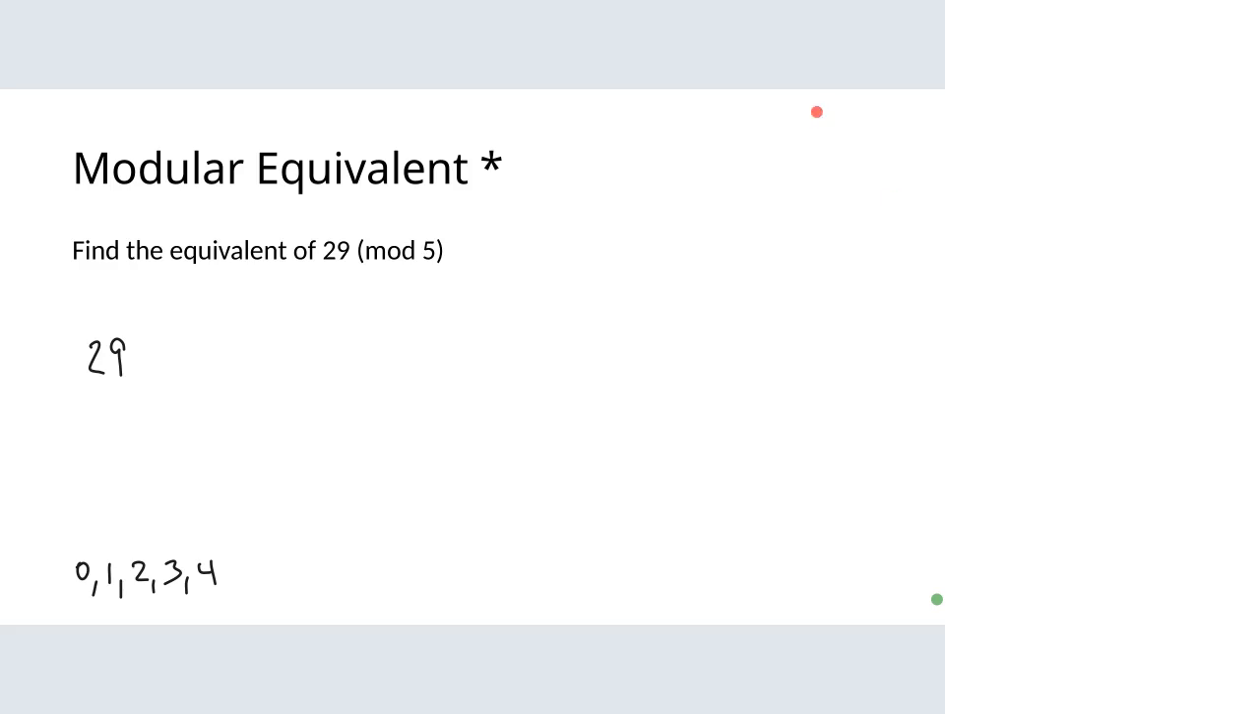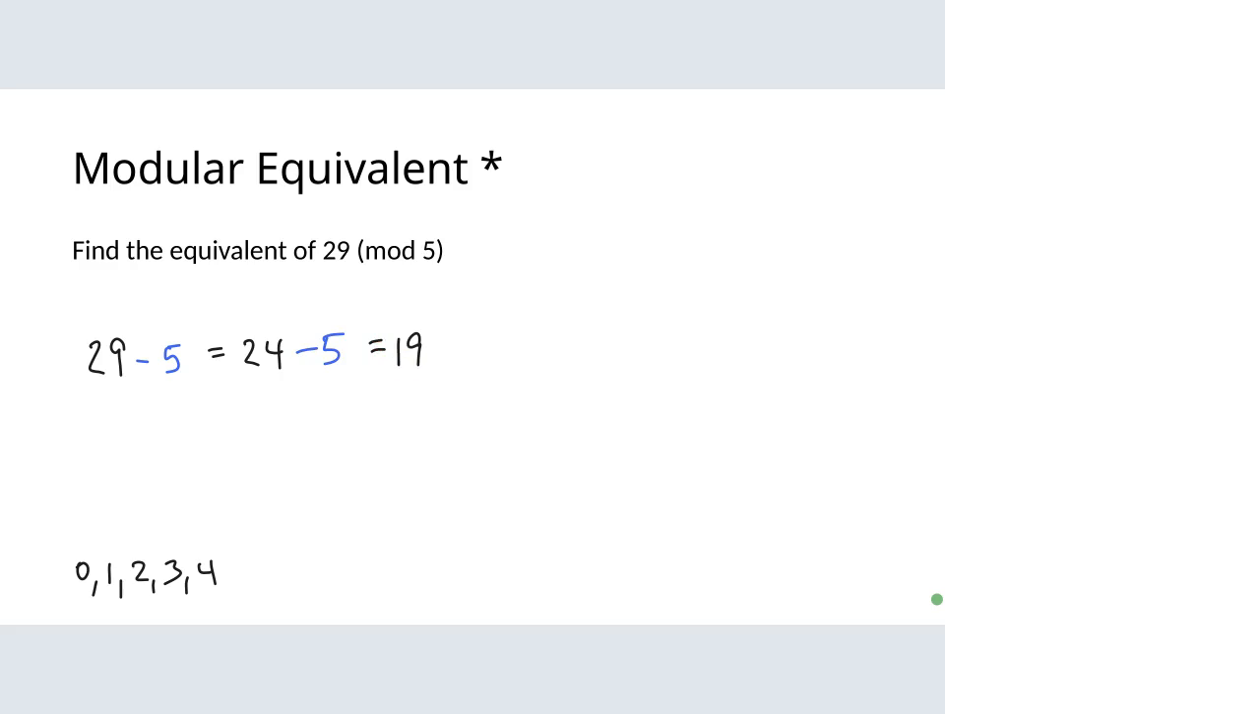So what I'll need to do is subtract an entire revolution around. I'm going to subtract 5. And what that does for me is that would put me at 24. Still not in the mod 5 system. So I guess what I'll do is subtract 5 again, see where that gets me. That gets me to 19.